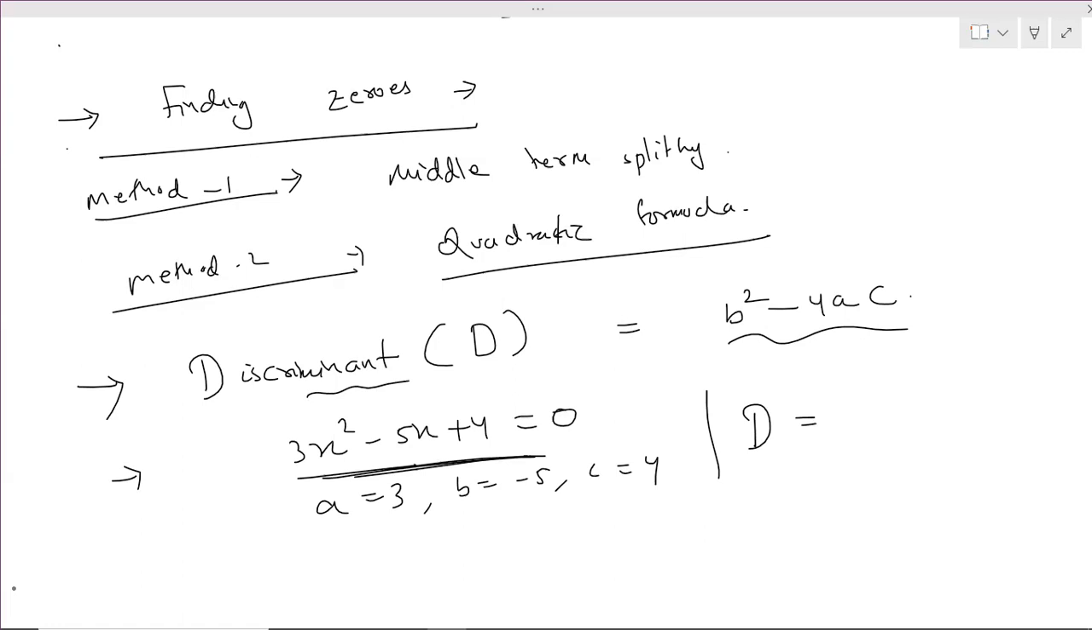So what will be the discriminant here? -5 square minus 4 into 3 into 4. 48. So 25 minus 48. This is -23. Absolutely correct. So you can find discriminant.